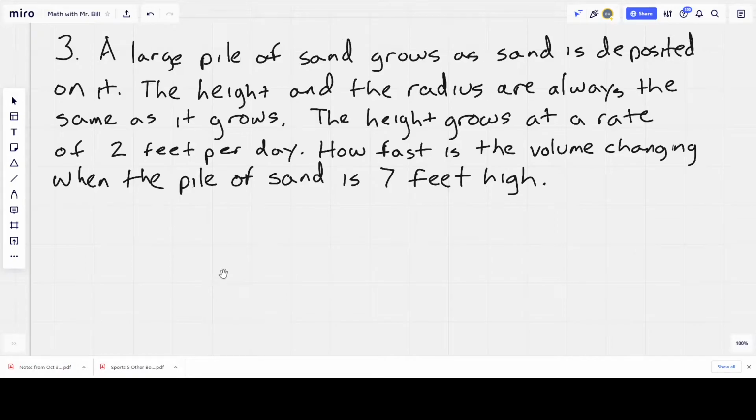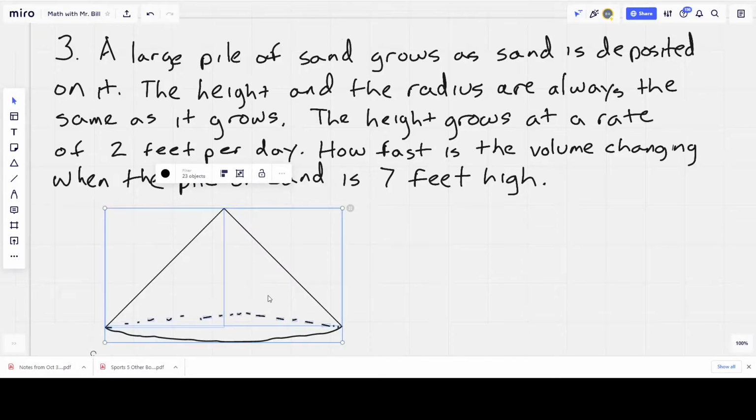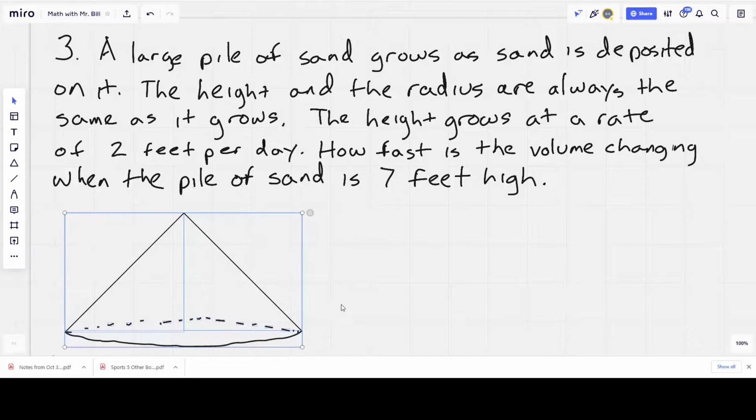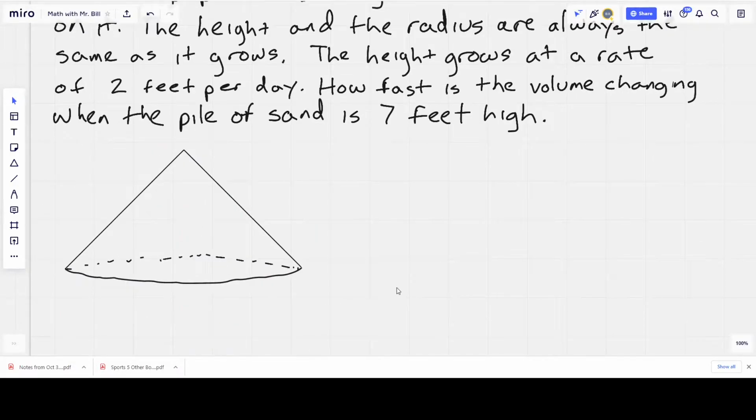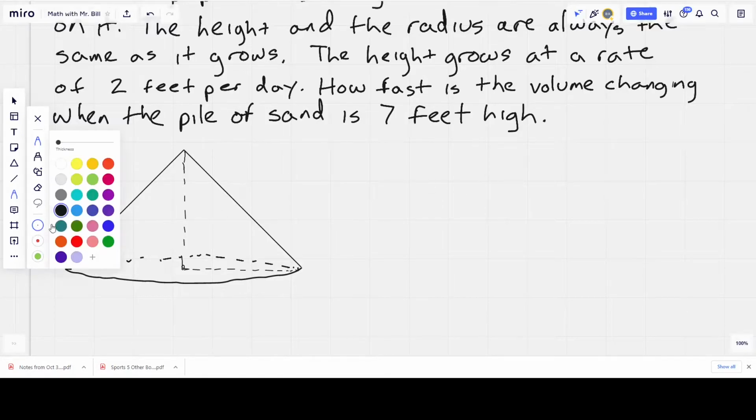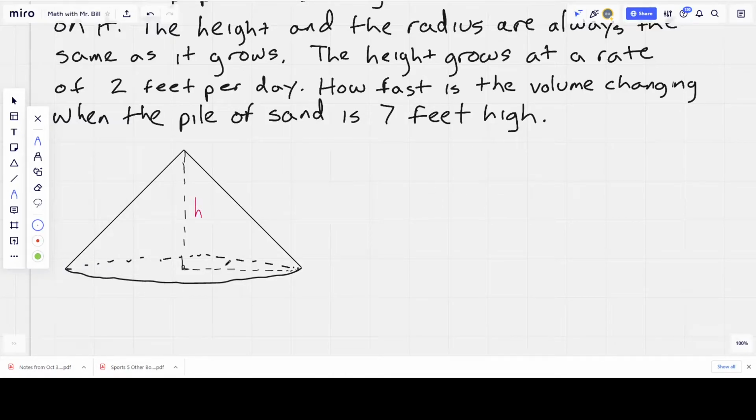Let's first draw a picture. So here we've got our cone, and the cone is going to have a height and a radius. Our height comes down from the vertex all the way to the center of the circle, and then the radius goes out from the center of the circle to the edge of the circle. So this is H right here, and then this line right here is R.